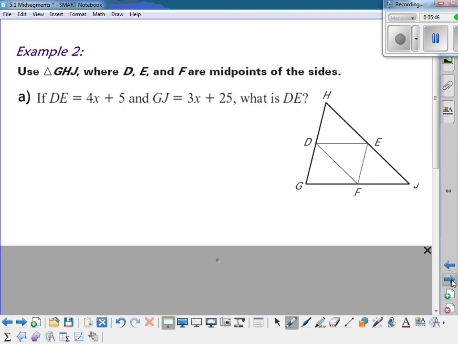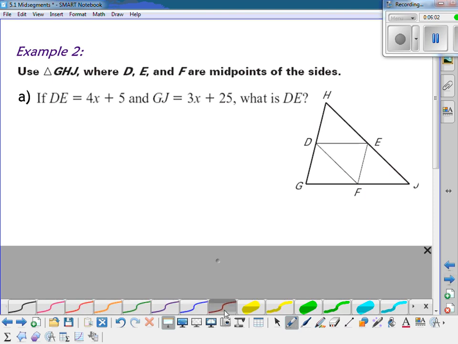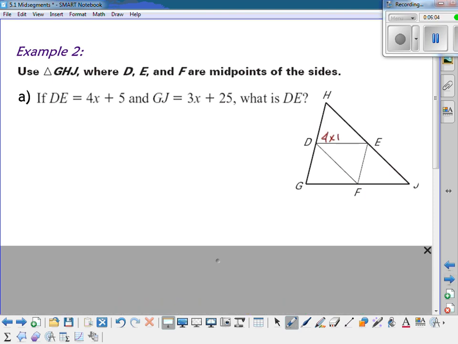All right, here's some other examples using properties of midsegments. We're going to use triangle GHJ, where D, E, and F are midpoints of the sides. And if DE is equal to 4x plus 5, and GJ is equal to 3x plus 25, what is the length of DE?